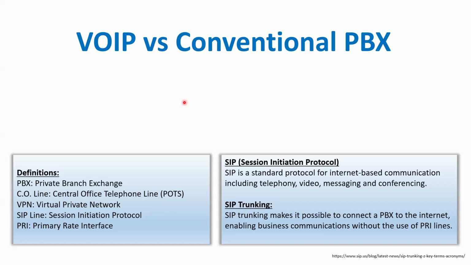For example, in the old days, when there was a huge city central office exchange, you would say this trunk services London East. There would be a bunch of lines bundled in one cable, and it would be called a trunk. The other trunk serves London West, and so on. So a SIP line can also be trunked. SIP trunking makes it possible to connect a PBX to the internet, enabling business communication without the use of PRI lines.